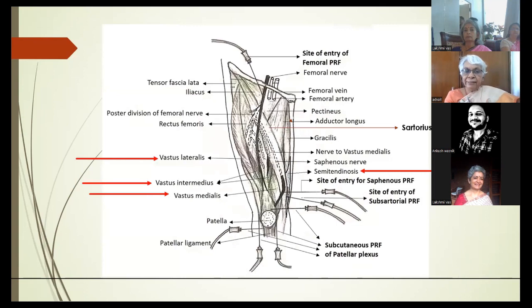So these are some diagrams in which you can see the red arrows. This is the sartorius muscle. This is the semitendinosus muscle. This is the vastus lateralis and vastus intermedius. The vastus intermedius is actually wrapped around the femur and is deeper to the vastus lateralis. And of course, we have the vastus medialis. So these are the muscles that need to be needled. This is the anterior view.